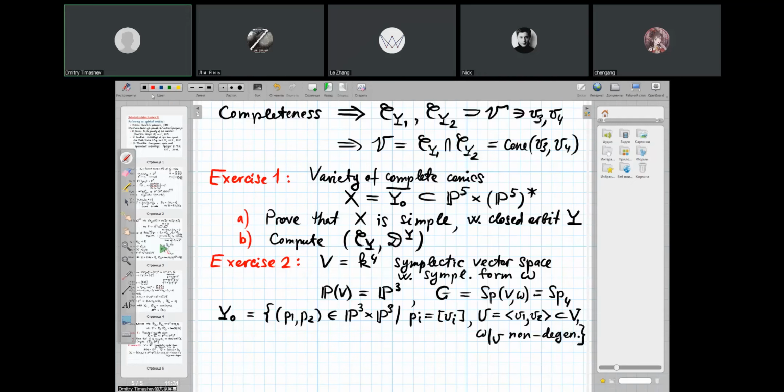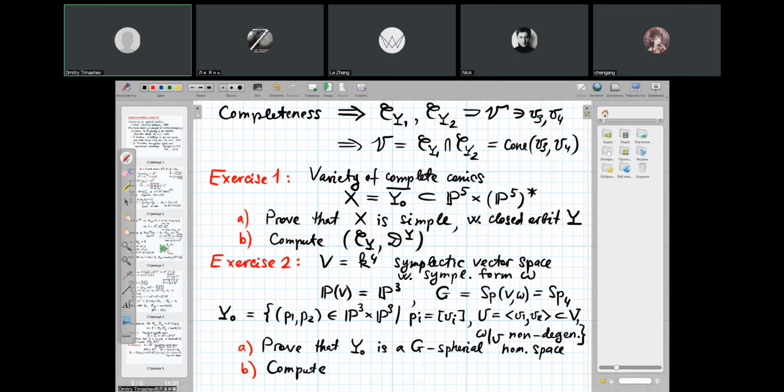So the first part is to prove that Y naught is a spherical homogeneous space for the action of G, and the second part is to compute the colored data of this spherical homogeneous space.